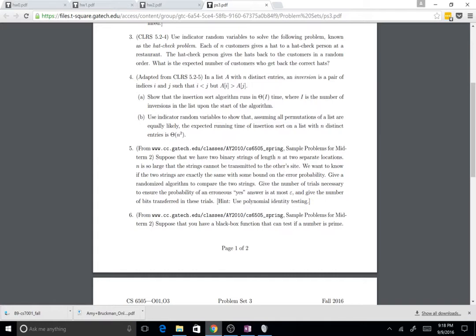Suppose we have two binary strings of length n, two separate locations. So I'm going to start with intuitively, why would we ever care about this? This is the same kind of problem that everybody faces when they download VirtualBox. When you download VirtualBox, they'll give you both the download and what's usually called an MD5 string. Sometimes it's called something else, but that's typical.